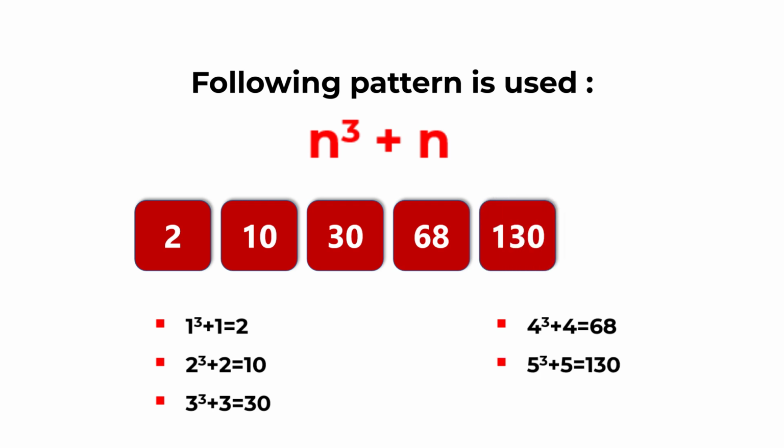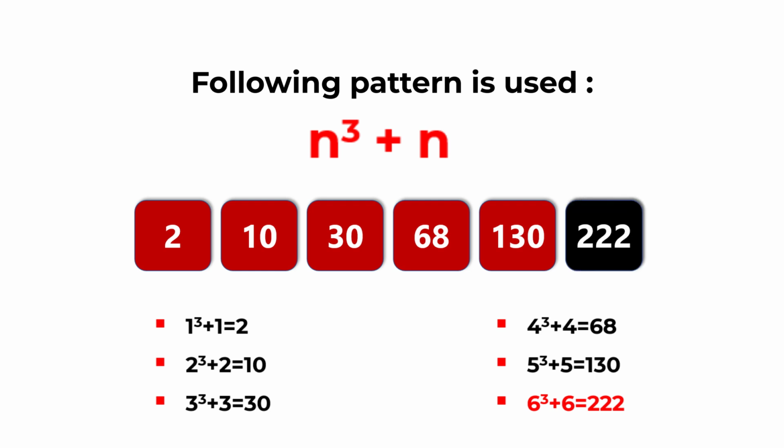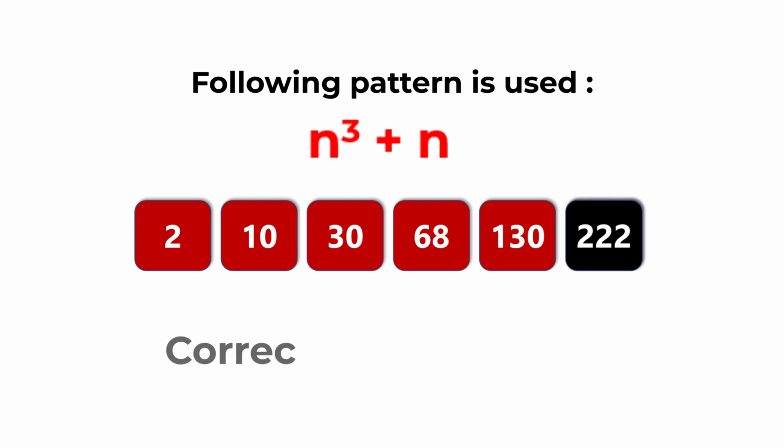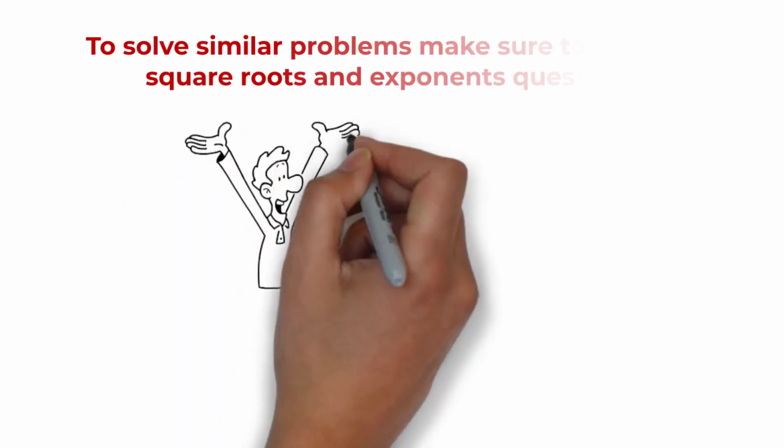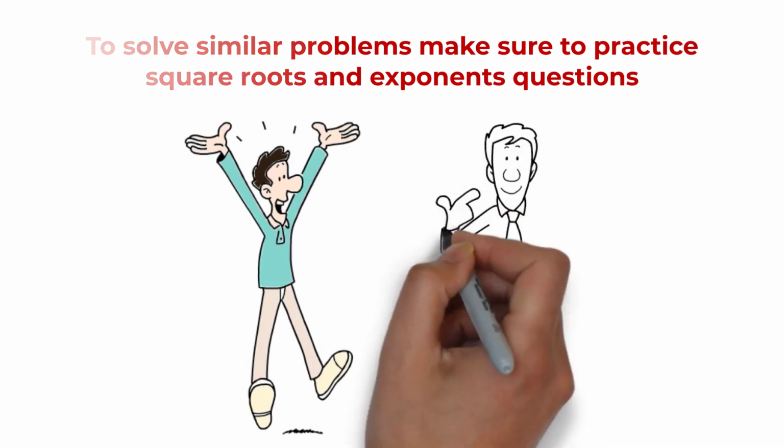5 cube plus 5 equals 130, which means that the missing number should be calculated as 6 cube plus 6, and the result would be equal 222. So the correct answer here is choice D, 222. Hopefully you've nailed this question on your own and now know how to answer similar problems on the test.